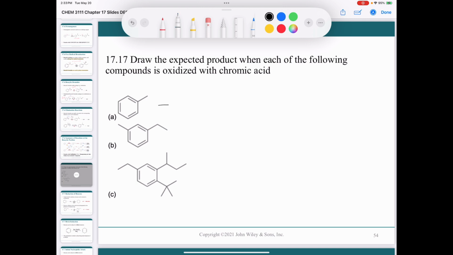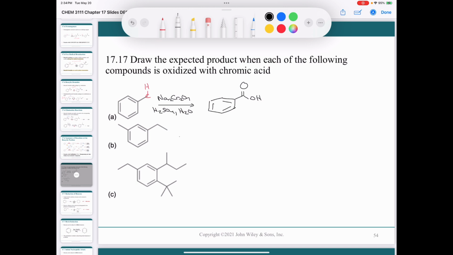oxidized with chromic acid. So if we were to take toluene and treat it with sodium dichromate, sulfuric acid, and water, keep in mind there are 3 benzylic protons here. I'm just going to draw one in, so that means that this carbon is going to be susceptible to benzylic oxidation. And so in this case, we would just oxidize that one carbon, and we would end up with this compound, which is benzoic acid.